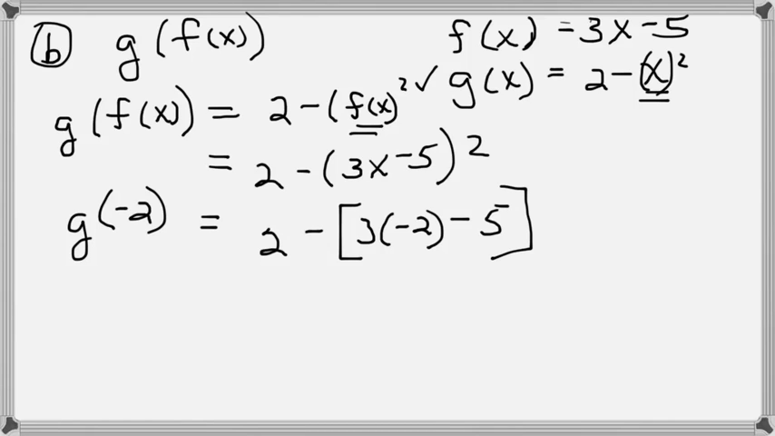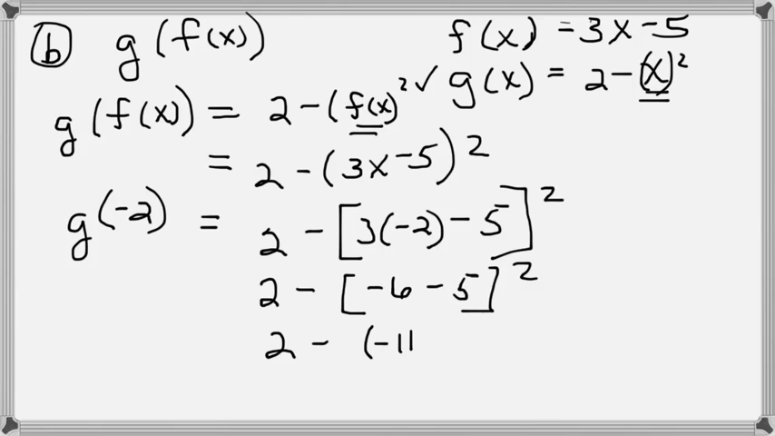Put a bracket around that because that needs to be squared. Okay, so we have 2 minus negative 6 minus 5, and square that. And this gives us 2 minus negative 11 squared. 11 squared is 121. Sorry about that. 2 minus 121 will give us a negative 119.